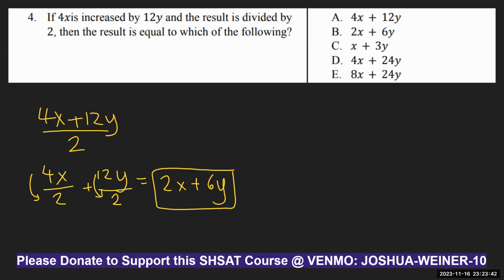Make sure that, since you're doing monomial division, you divide each term by 2 separately. The correct answer was B. B like Bravo for question number 4.